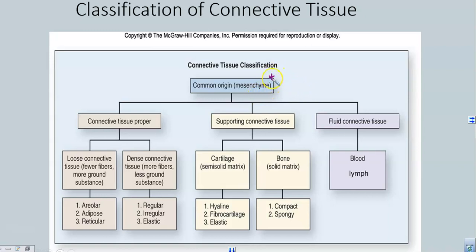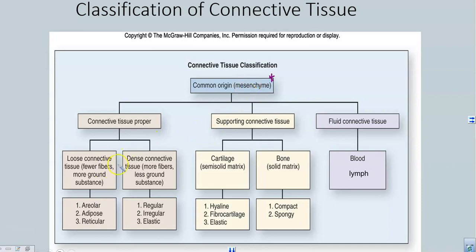I would like you to know, especially for lecture, that the common origin for connective tissue, whether it's blood or bone or whatever, can be traced back to a cell known as a mesenchyme. This is important for you to know as far as how they're all related to one another. They can be traced back to the mesenchyme cells. So I do need you to know that, especially for lecture.